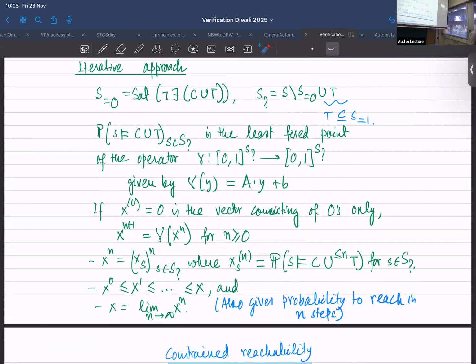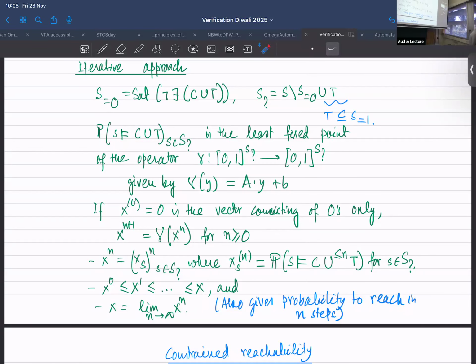Now, what I'm asking is this. When I have this x of n, what does it denote? So I'm trying to compute this thing, let's say. S satisfies C until T, what is the probability of S satisfying C until T?